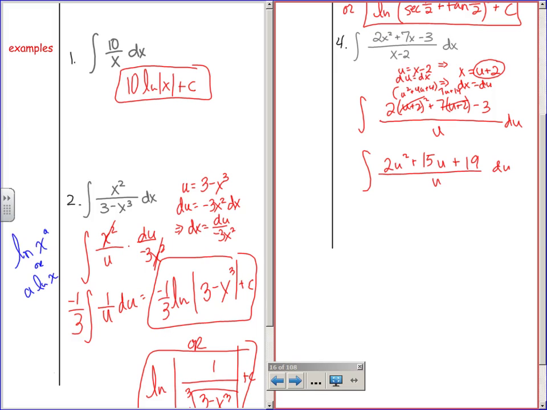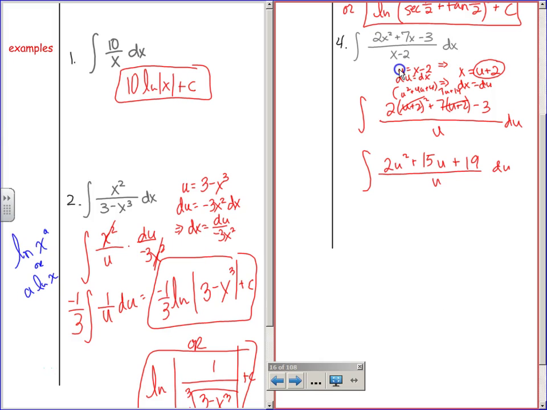Oh, now it's no big deal. Antiderive. Okay, fine. Antiderive him. And antiderive him. I'm acting like some of you. Don't do that. It's illegal.